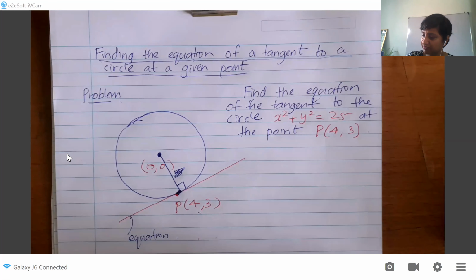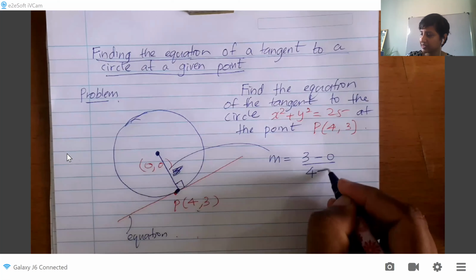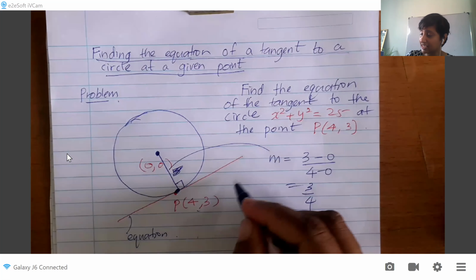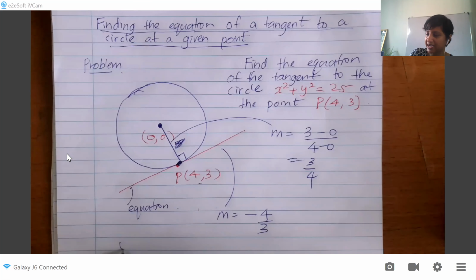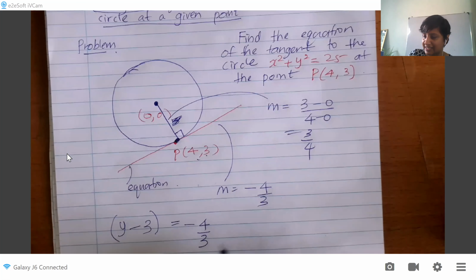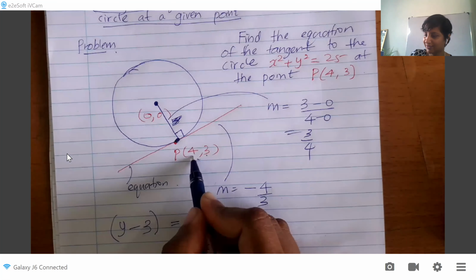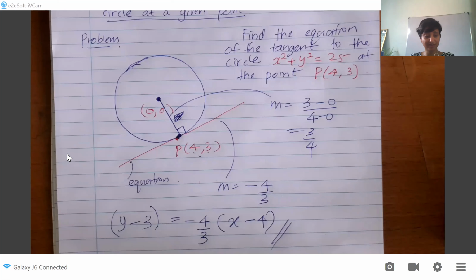So if you can find the M for that, 3 minus 0 over 4 minus 0, it's 3 over 4. Then M for this is minus 4 over 3. Then you put in the point slope form: y minus 3 equals minus 4 over 3 times (x minus 4). Right? Very good.